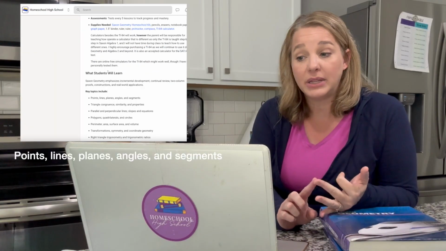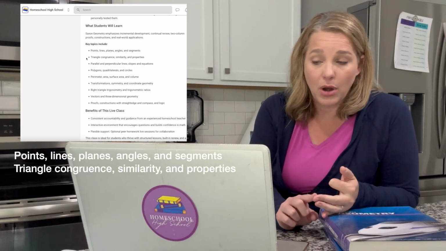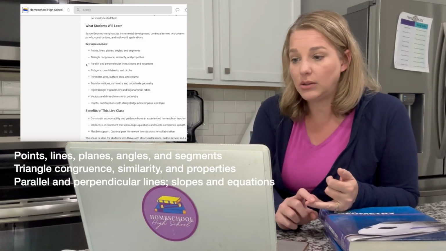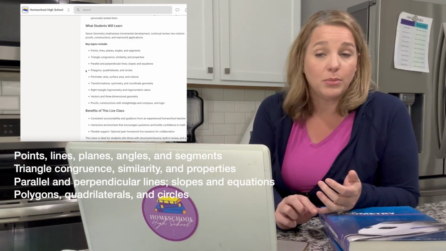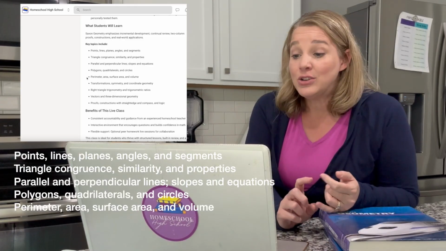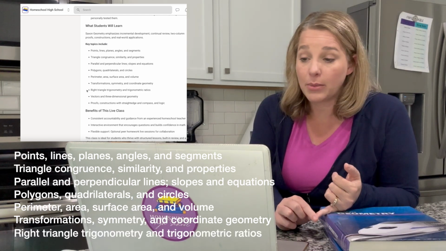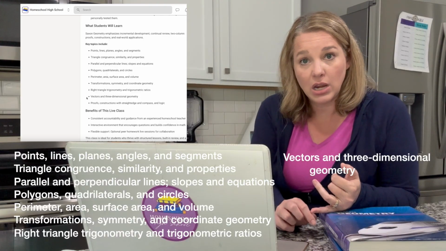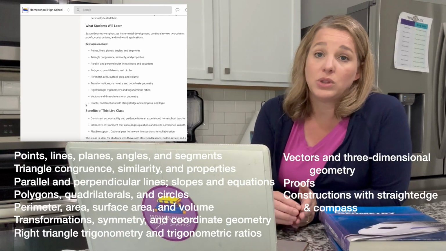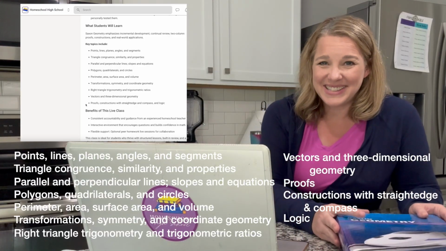In geometry, students will learn things about points, lines, planes, angles, segments, triangle congruence and similarity and properties of triangles, parallel and perpendicular lines and slopes and equations, polygons, quadrilaterals, circles, perimeter, area, surface area, volume, transformations, symmetry, coordinate geometry, right triangle trigonometry, trigonometric ratios, vectors, three-dimensional geometry, proofs, and constructions with a straight edge and a compass, and also logic. So they will learn a lot during this time.